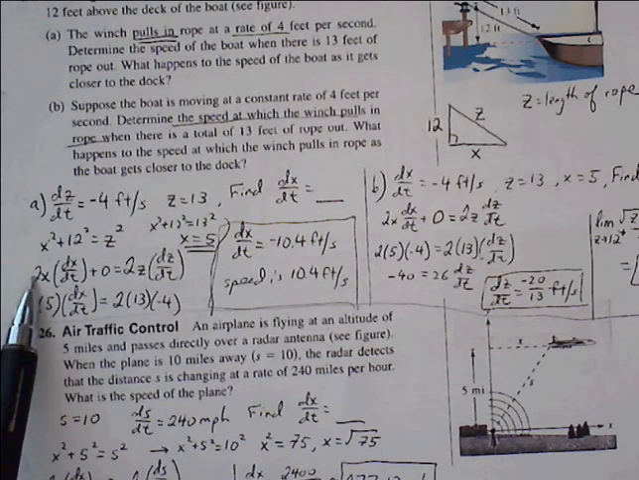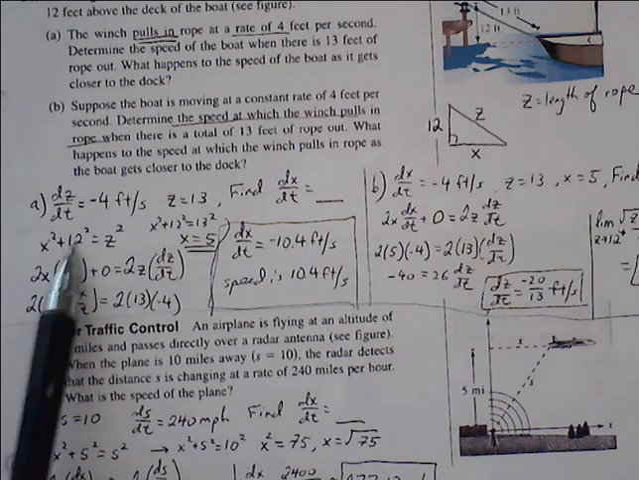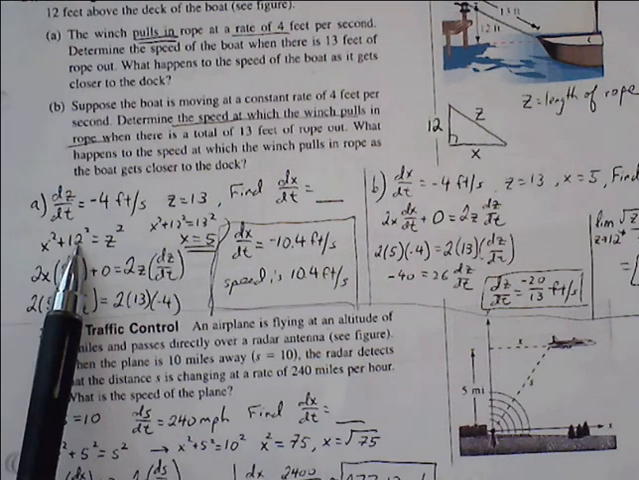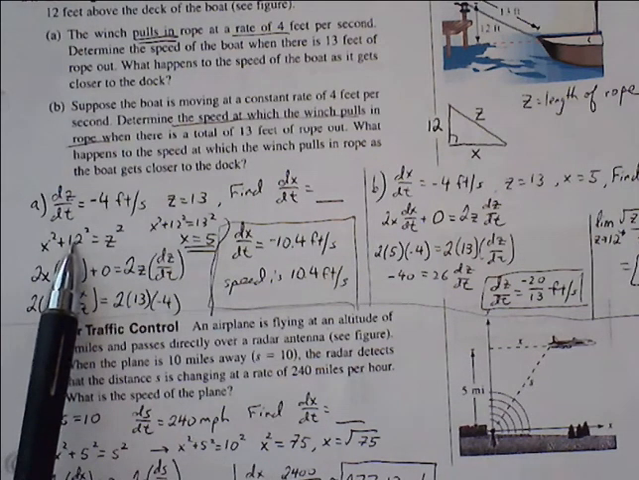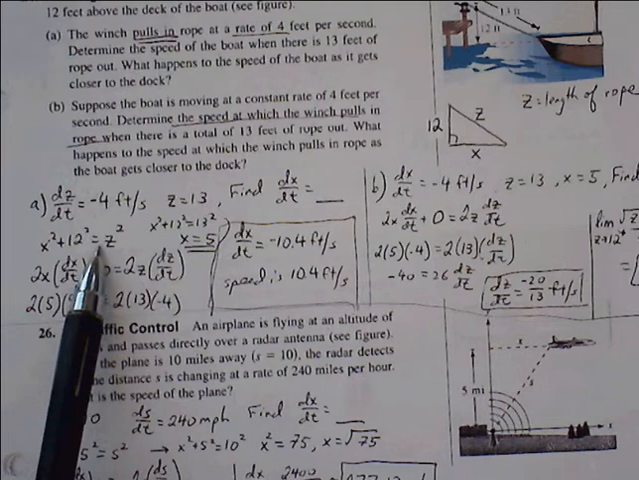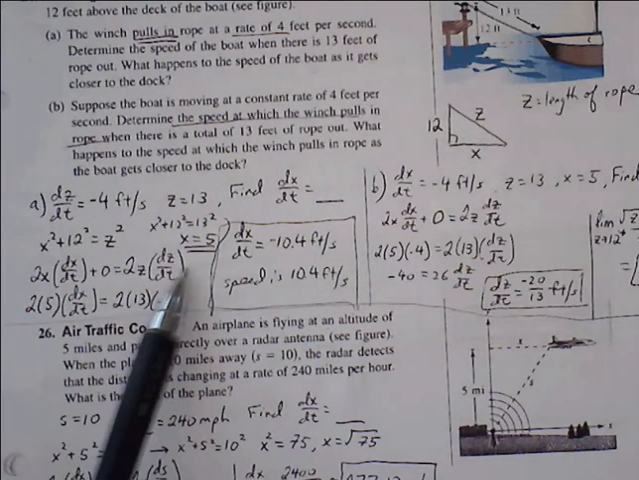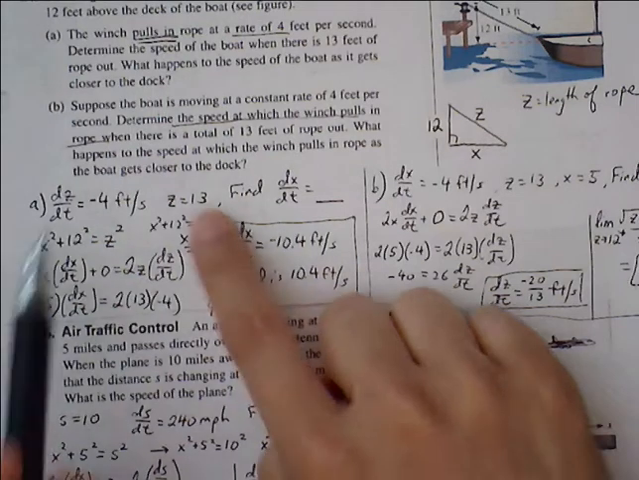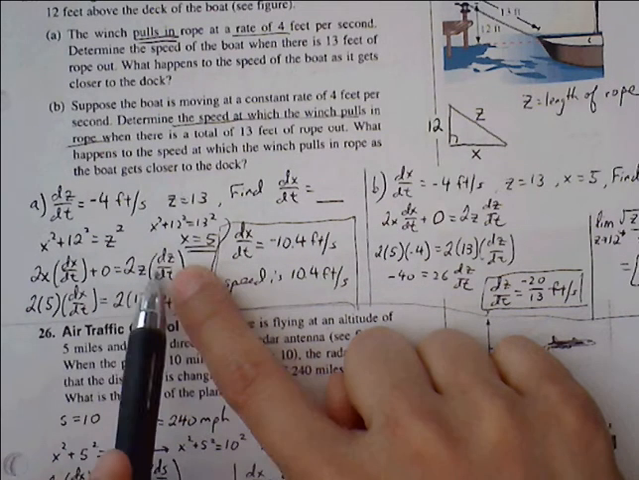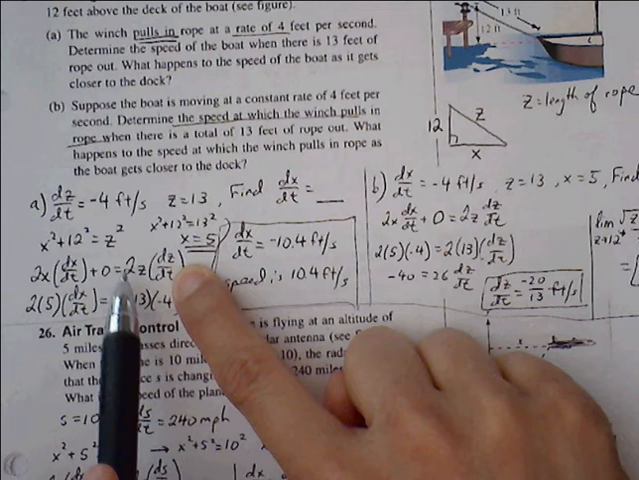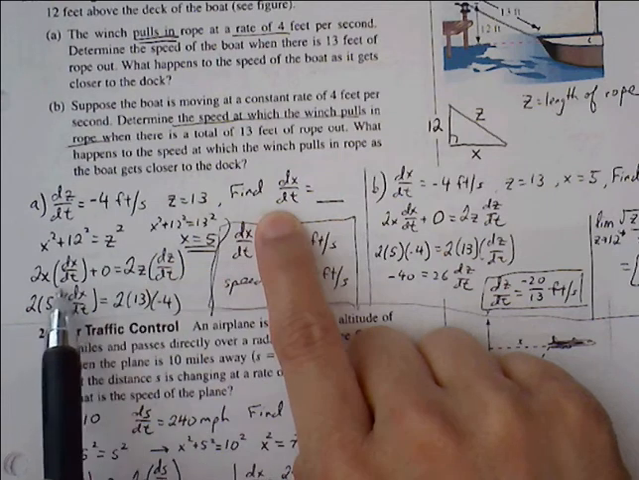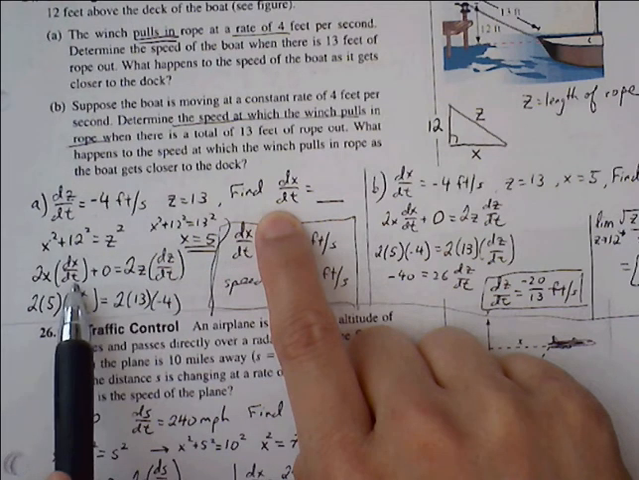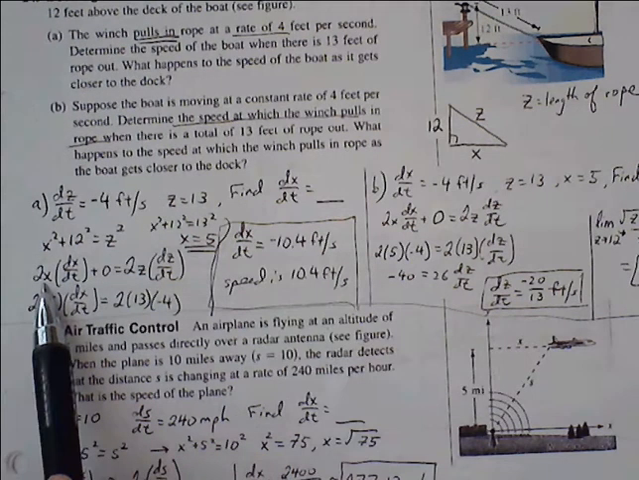x squared becomes 2x dx/dt, going through the power rule. 12 squared is a constant, which is 144. The derivative for 144 is 0. z squared becomes 2z dz/dt. So let's see what information we have. We have dz/dt to plug in, which is negative 4. We have z, which is 13. We're trying to find dx/dt, so we'll have to let this variable stay. The only thing missing is this x.